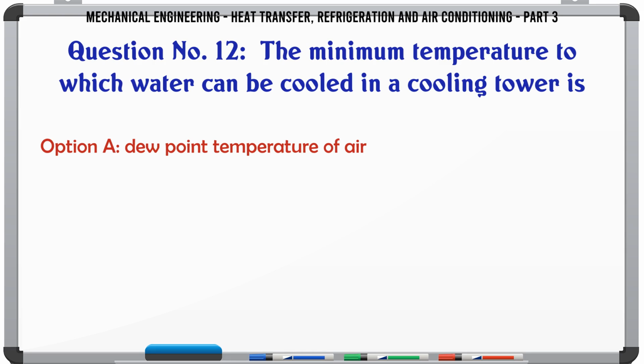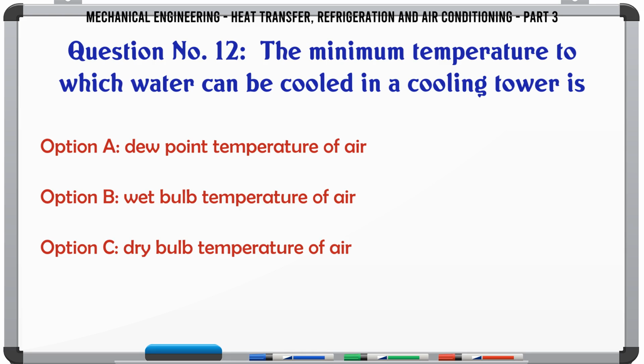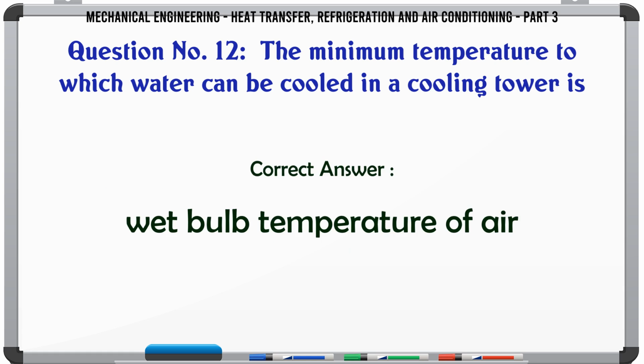The minimum temperature to which water can be cooled in a cooling tower is A. Dew point temperature of air, B. Wet bulb temperature of air, C. Dry bulb temperature of air, D. Ambient air temperature. The correct answer is wet bulb temperature of air.